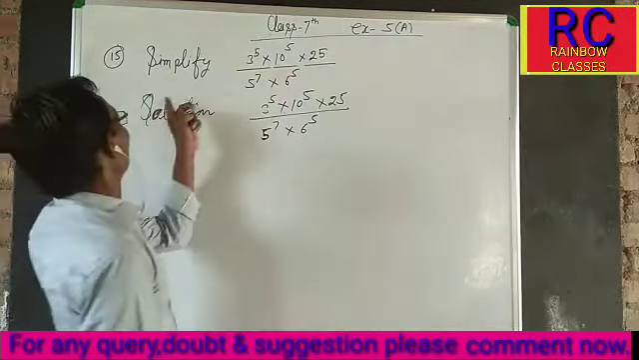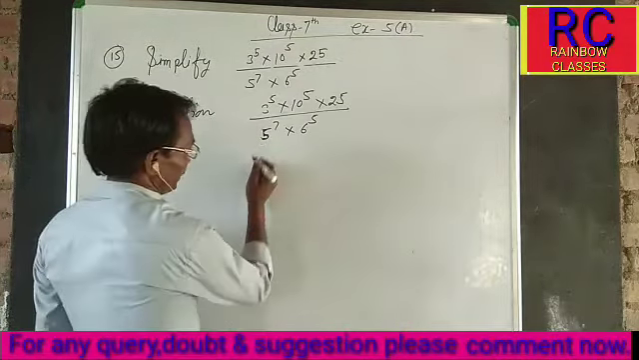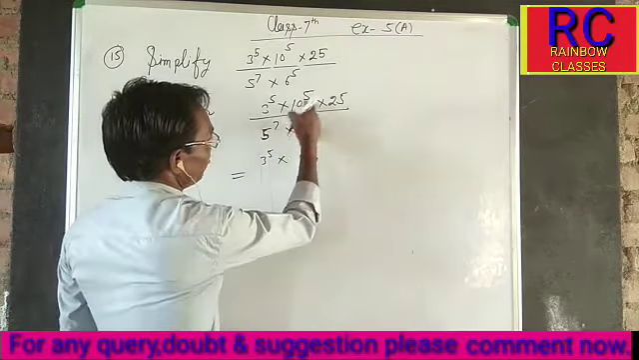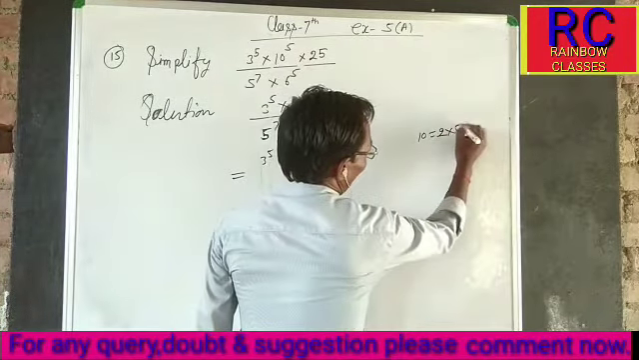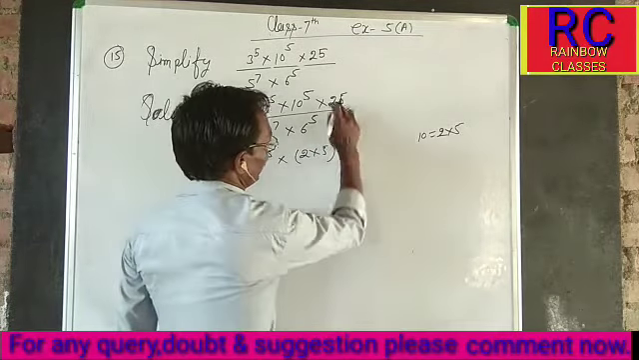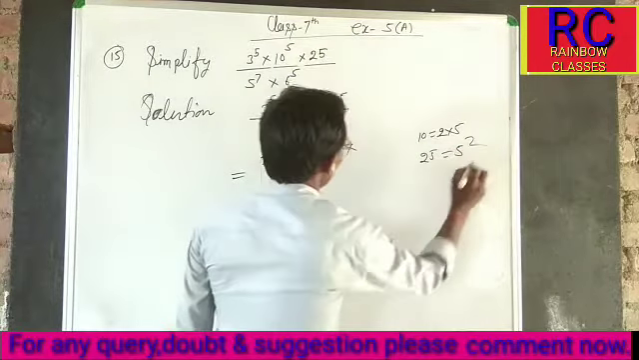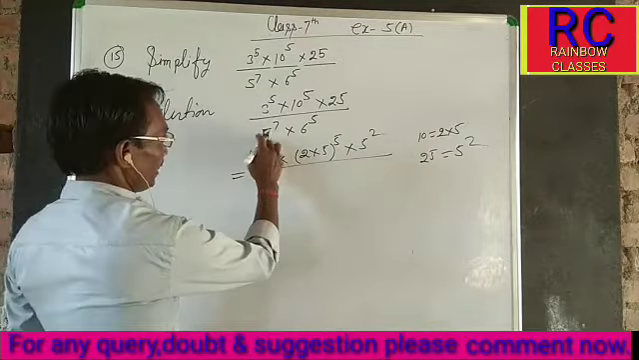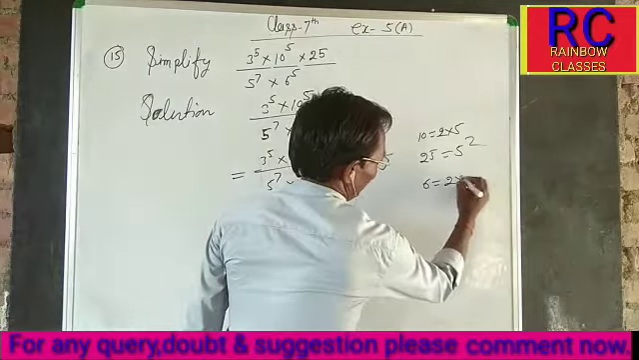We solve question number 15 again. 3 to the power 5 is equal to 10 to the power 5, and 10 is 2 into 5, and (2 into 5) to the power 5 is equal to 25. 25 is equal to 5 to the power 2, 5 into 5, and 5 to the power 2 by 5 to the power 7 into 6, and 2 into 3.